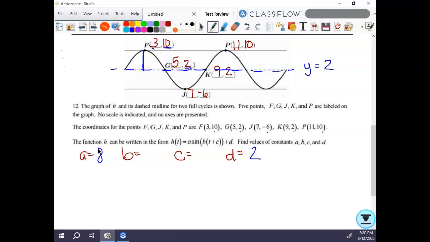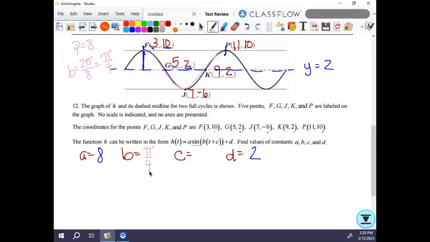For B, I need to figure out the period. So one cycle starts here, ends here, and so we can look at it this way. I know this says sine, but that's fine. I can figure it out from cosine. The period would still be the same. 11 minus 3 is 8, so my period is 8. B is going to be 2 pi divided by the period, so I get pi fourths. So B is pi fourths.